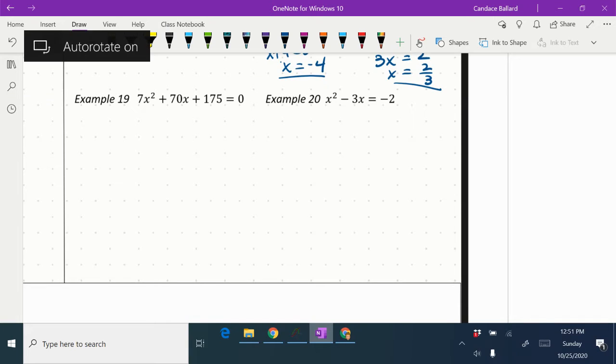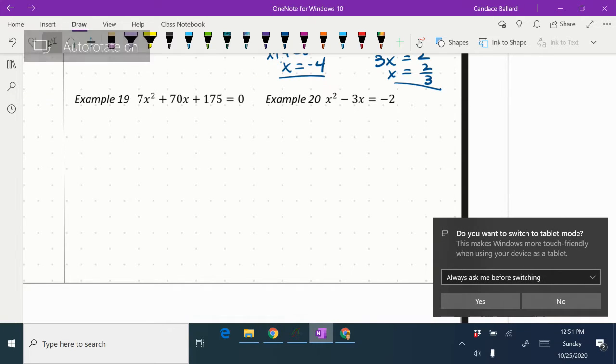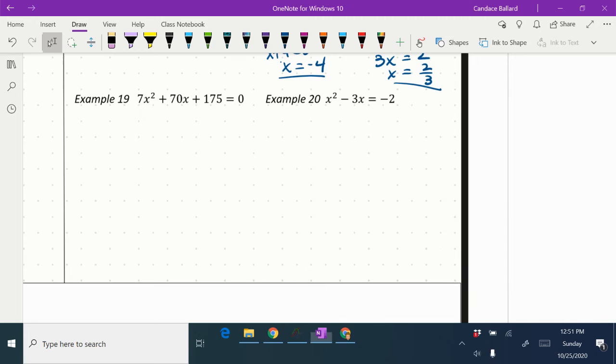We're going to finish up topic 4.1 with these last two examples here. We are still solving by using our zero product property. I'm noticing on this one that I do not want to multiply 7 times 175, but I do know that 7 divides all those, so I'm going to take out a greatest common factor first.